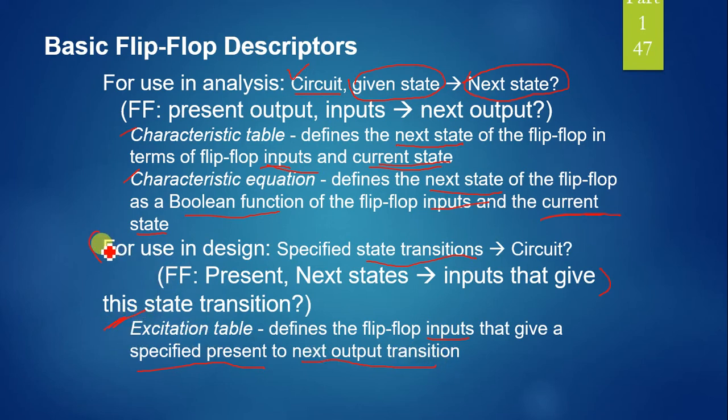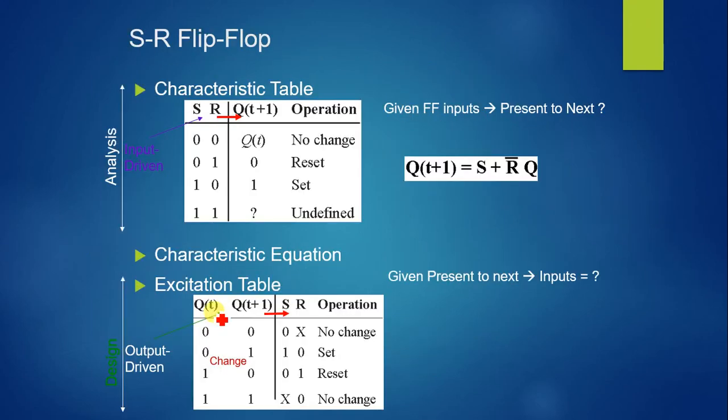I repeat. Coming to the SR flip-flop, since S and R are the inputs, Q of t plus 1 is the next state, the t plus 1 state. When you are providing 0 0 for the SR flip-flop, there won't be any change. It will remain in the same state. It won't change its state.